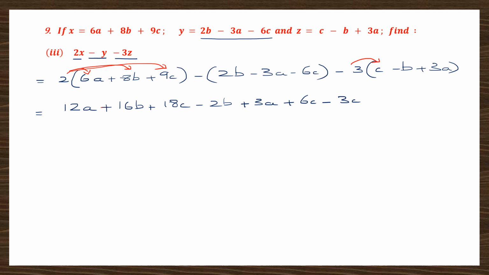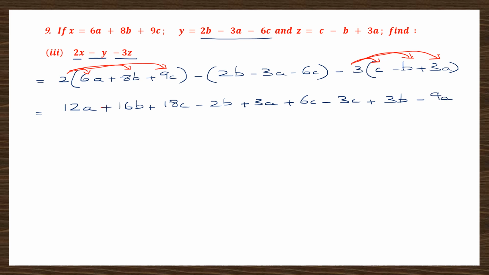Now multiply minus 3 into minus b. Sign minus into minus is plus. 3 into b is 3b. Multiply minus 3 into 3a. Minus into plus is minus, 3 3's are 9 and we have 9a.